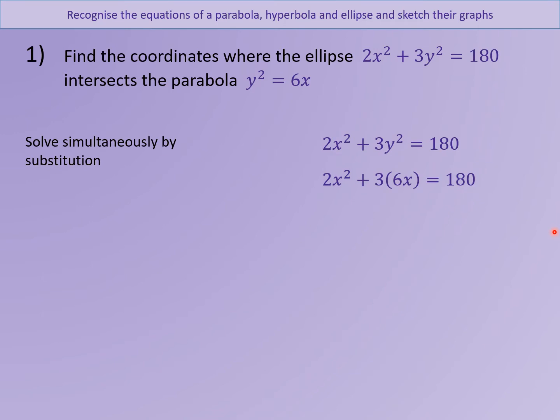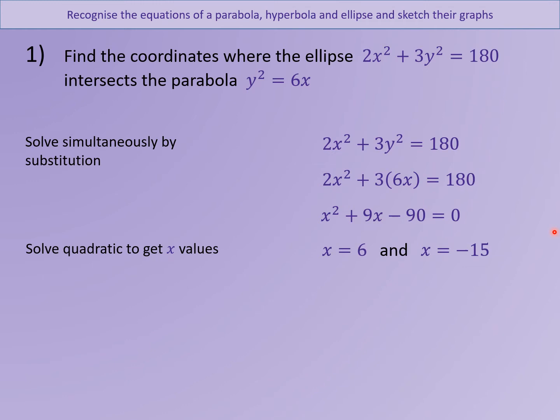This leads us to a quadratic in x, which we can solve to find two potential values for x, 6 and negative 15. We now need to consider whether these are both valid. The first thing we can notice is that x equals negative 15 would not be valid in the parabola equation. This is because we would end up with y squared equals a negative number, which doesn't have any real solutions.